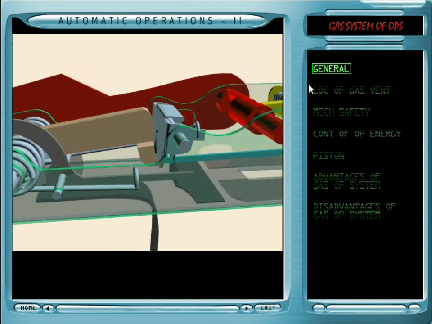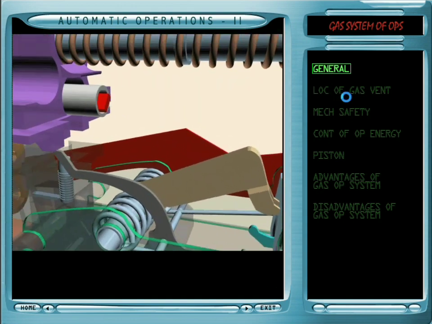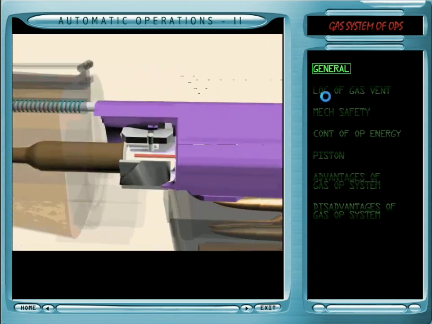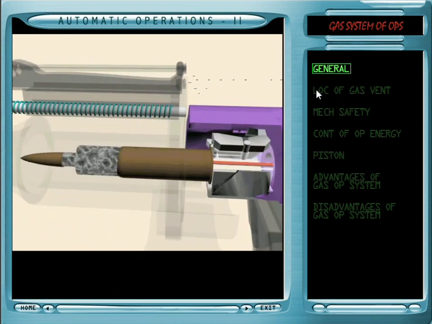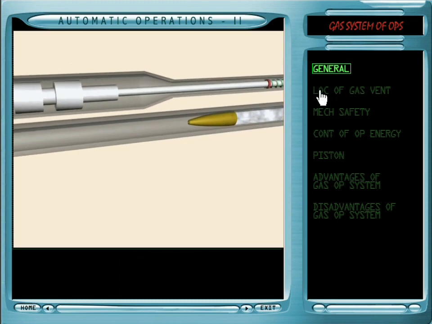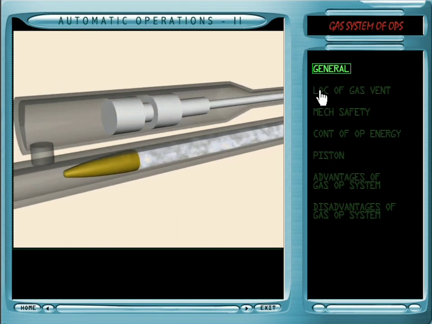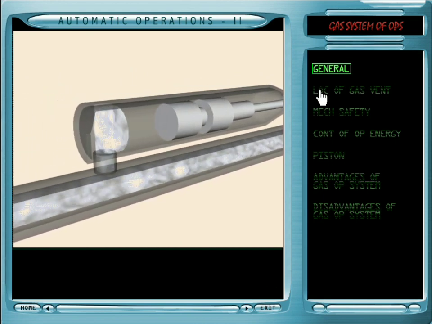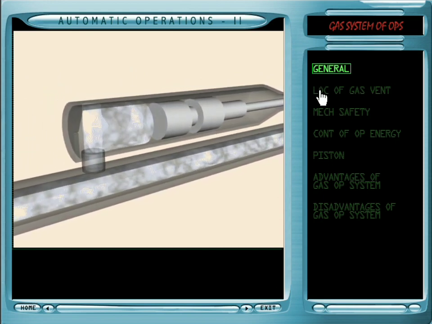When a round is fired, gas is produced. This gas works on the bullet to push it to the desired range. This gas, which is following the bullet, is tapped at a particular point in the barrel and is used to work and operate the cycle of operations in the gas-operated weapons.